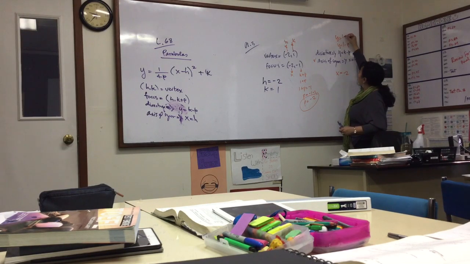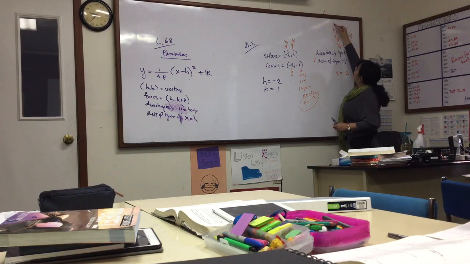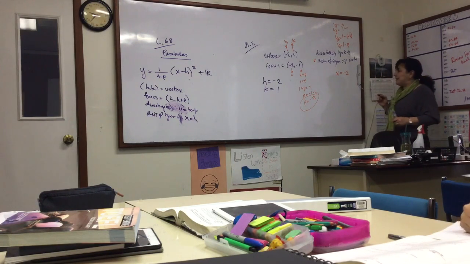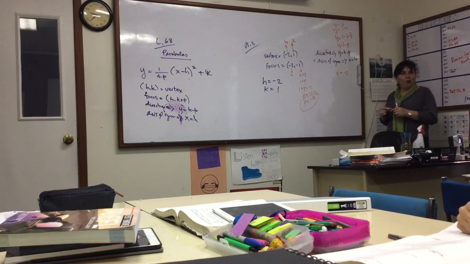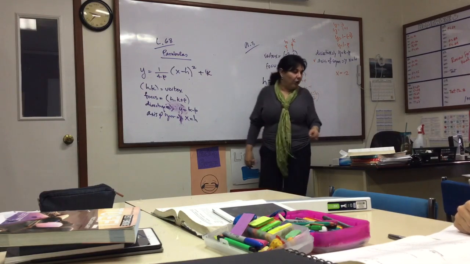y equals 1 minus p. So y equals 1 plus 2, y equals 3. I've got my directrix also. Isn't that wonderful? Cool.